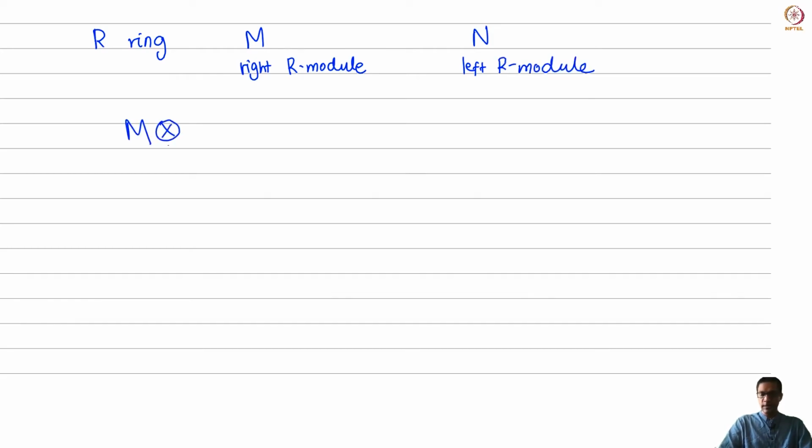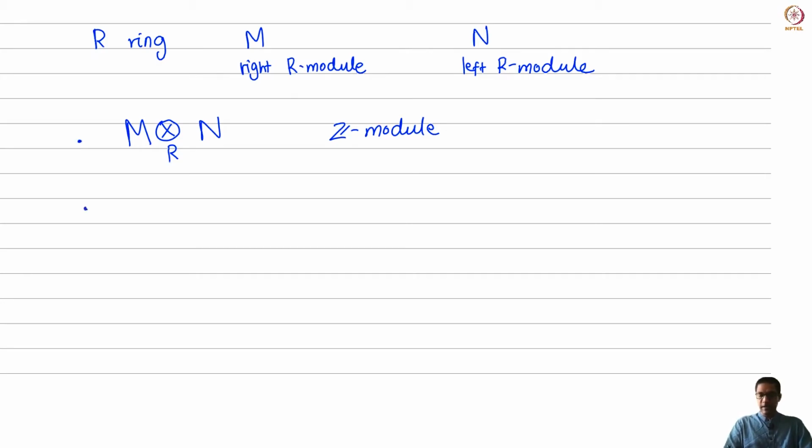So last time we constructed the tensor product of two modules. So let's work in the setting where R is a ring, M is a right R module, and N is a left R module. Given these two ingredients, we define something called the tensor product of M and N over R, and this tensor product finally had the structure of a Z module, or abelian group.